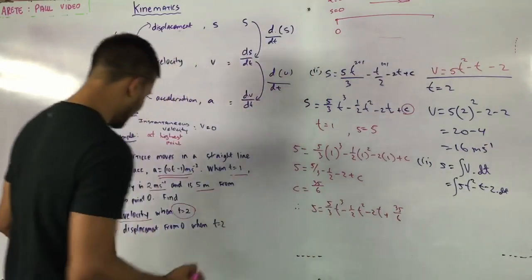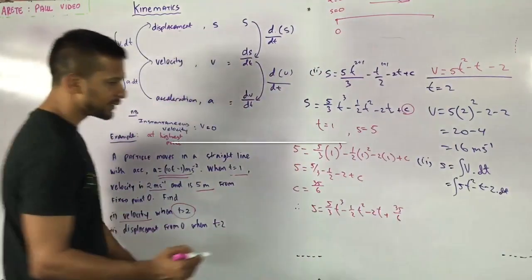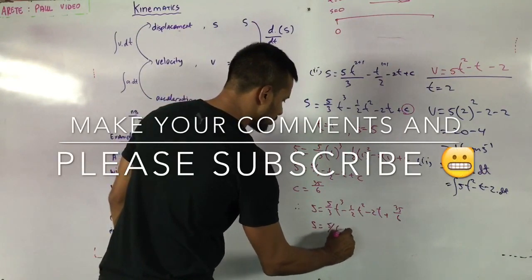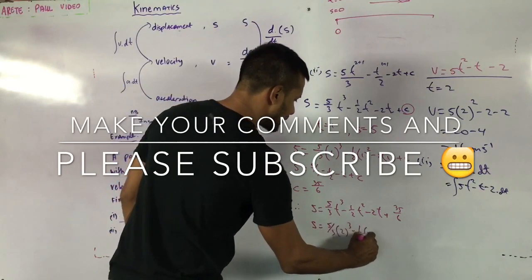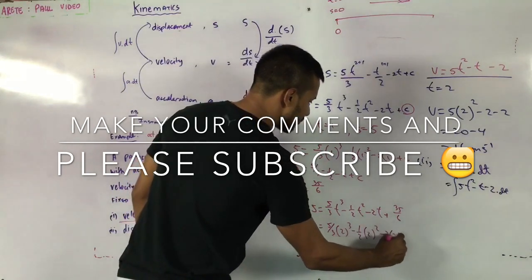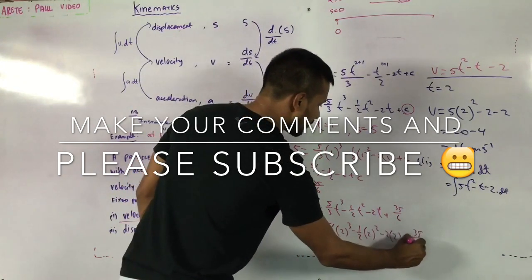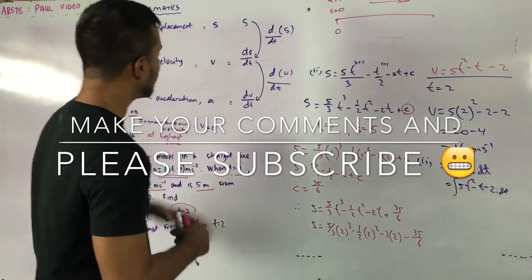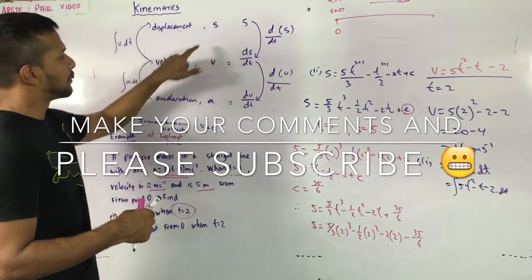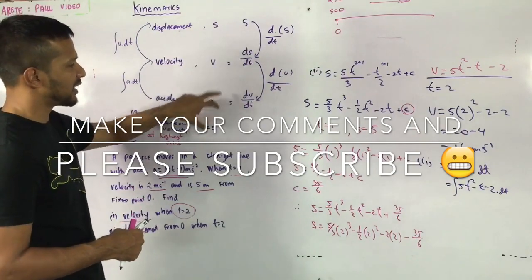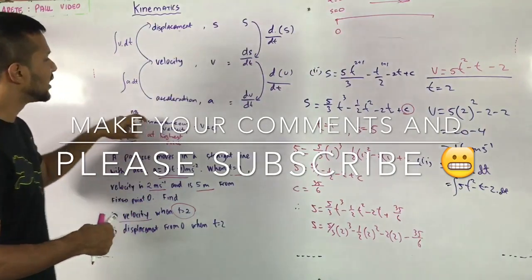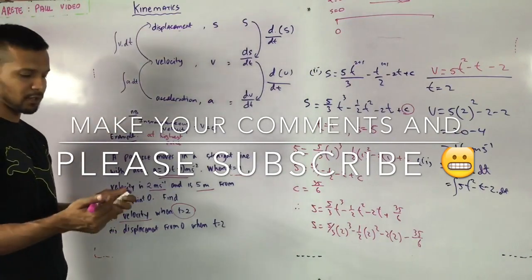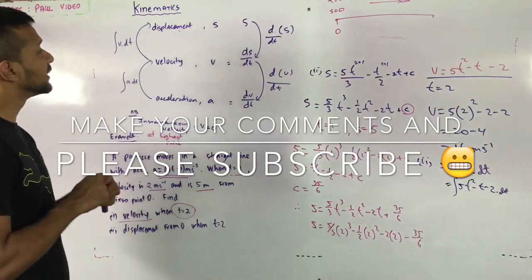The question asks for displacement from O when t is 2. So you simply have to write 5/3 by 2 cubed minus a half by 2 squared, and so on, and we have our answer. See how simple this could be once you remember this: displacement to velocity we differentiate, velocity to acceleration we differentiate, acceleration to velocity we integrate, then we integrate again. Okay, so that's it for kinematics.